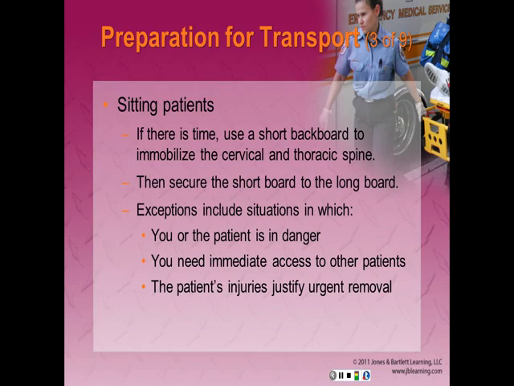For patients who are sitting, if there is time, use a short backboard or other short spinal extrication device to immobilize the cervical and thoracic spine. Then secure the short board to the long board. The exceptions to this rule are situations where you do not have time to first secure the patient to the short board, including the following.